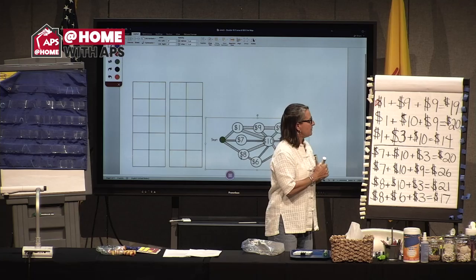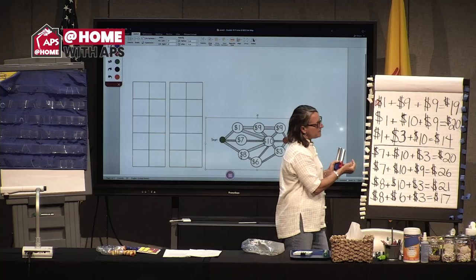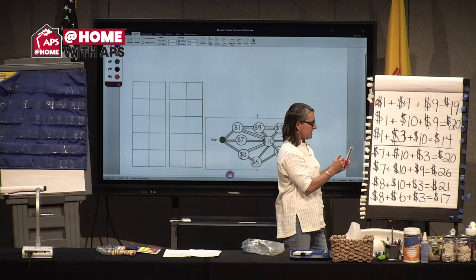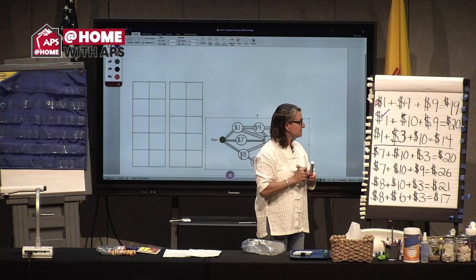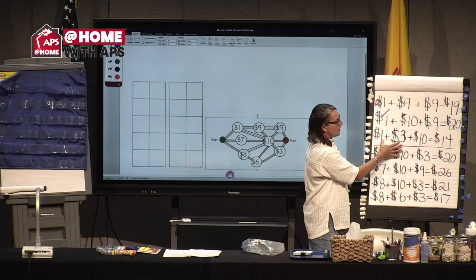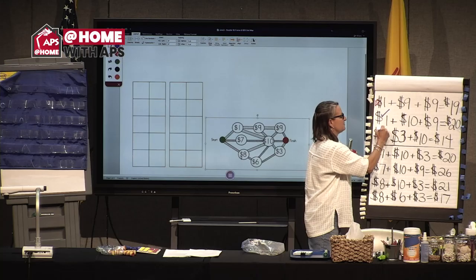How about this one? We had $1 plus $10 plus $9. So we know that 1 and 9 gives us 10, and another 10 gave us 20, and that one gets a nice big check because it was exactly 20, and that's good news too. 1 and 3 and 10. So we have our 1 and 3 gives us 4, and 4 plus 10 gives us 14. This is a good one because we saved some money. We did not have to use it all.